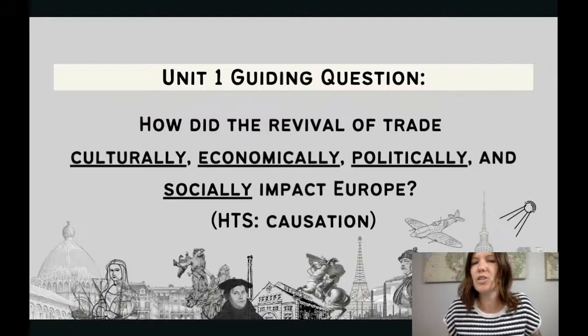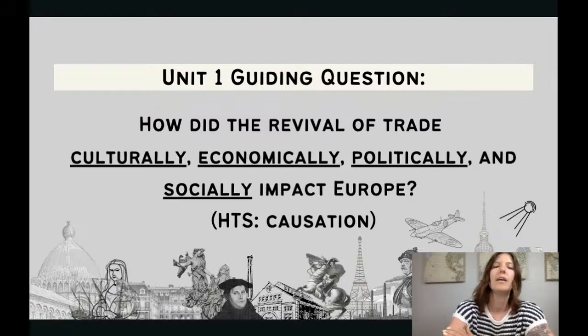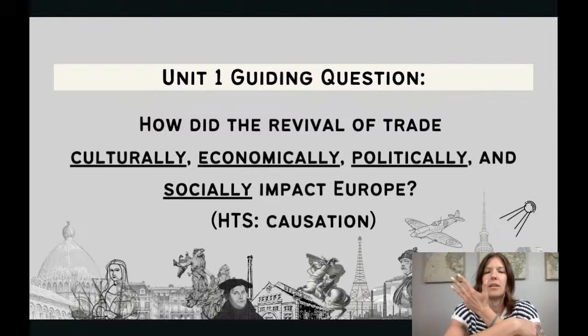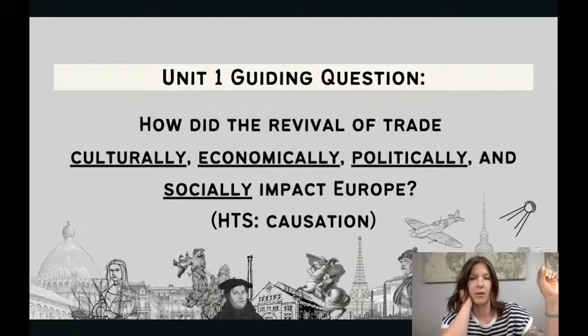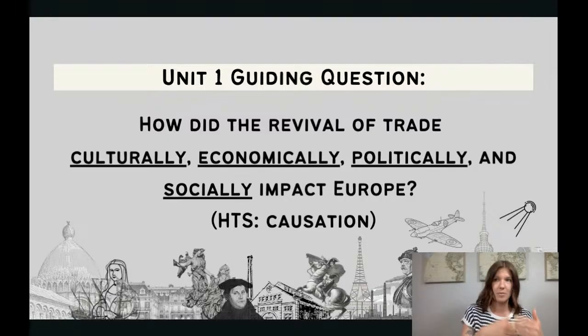The guiding question for Unit 1, which is again Renaissance and Exploration, is: how did the revival of trade culturally, economically, politically, and socially impact Europe? This is the first thing that we're going to talk about. If I were you, what I would do right now is make 4 columns or 4 rows in your notes. I would write down culture, econ, political, social, because I'm going to be talking about how Europe's connection to the rest of the world is changing every single one of those themes in Europe over this time period.